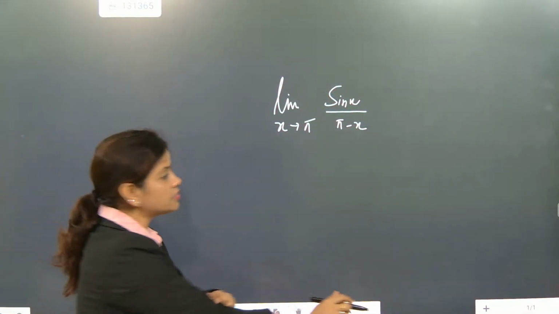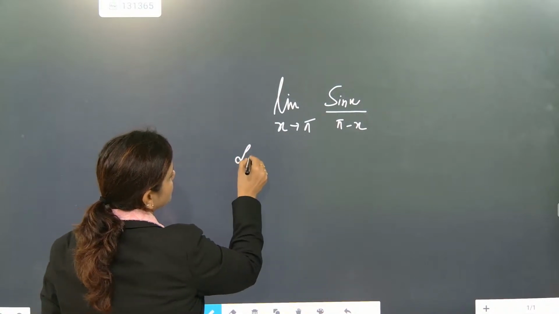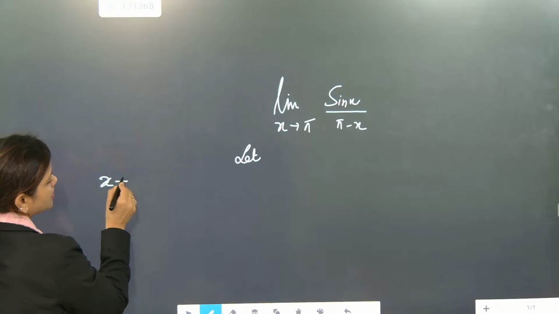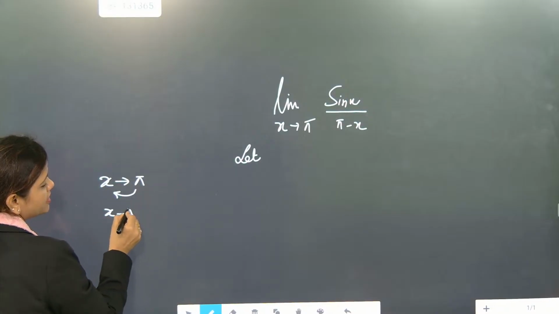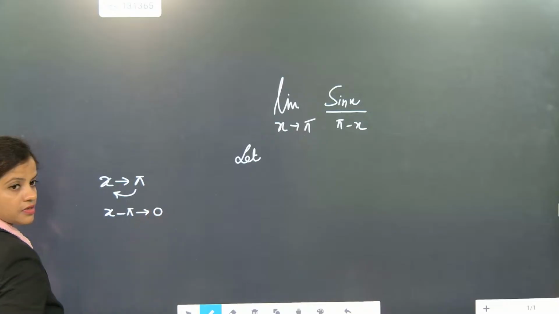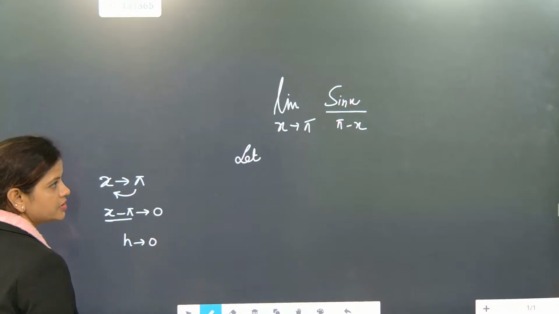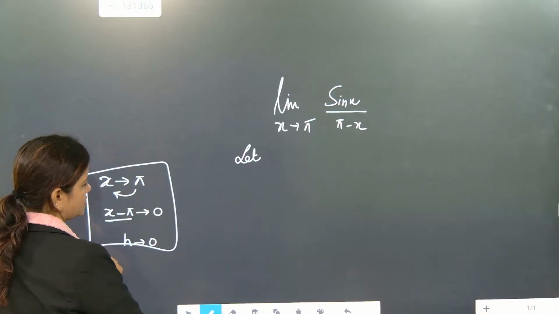How to proceed with this question? First one, what I am going to write is: let x tends to pi. Shift this one, so what will come? x minus pi tends to 0. Take this as h. That means h tends to 0. This is your rough work.